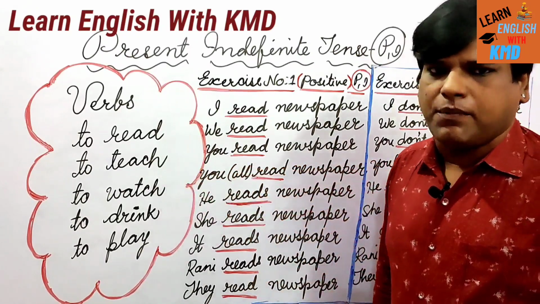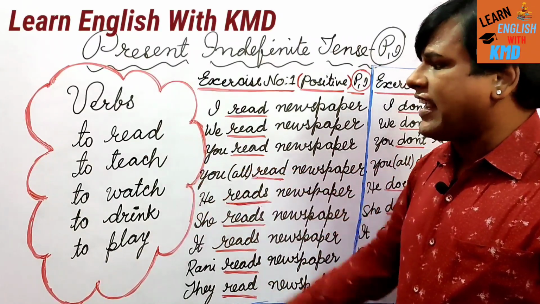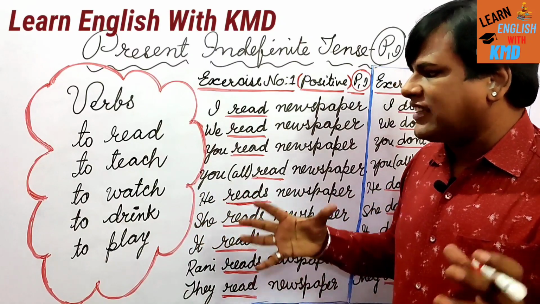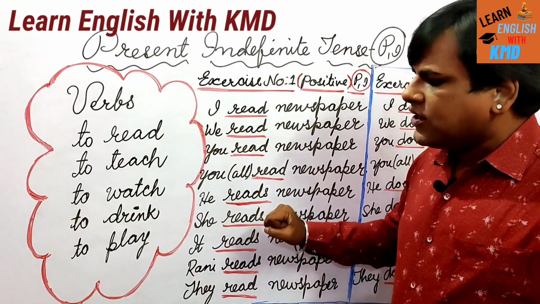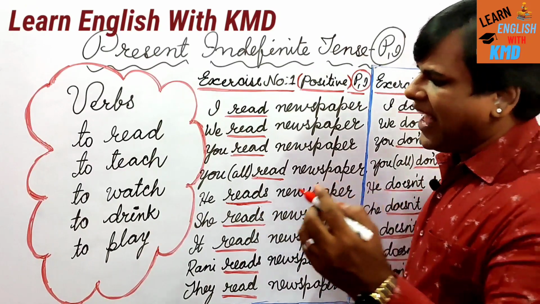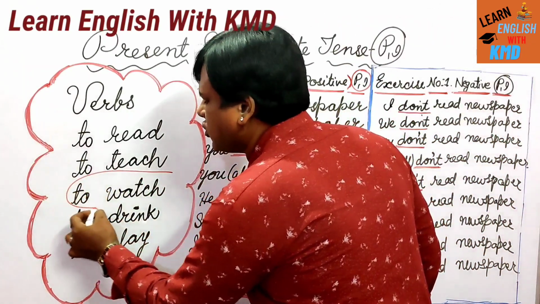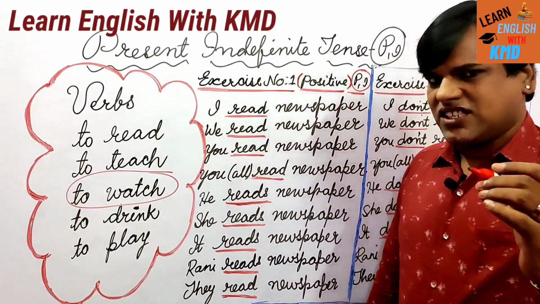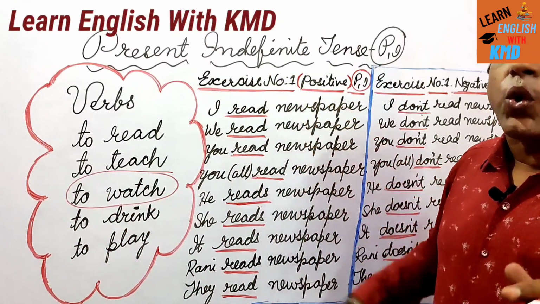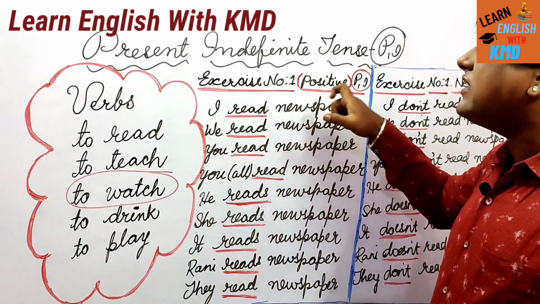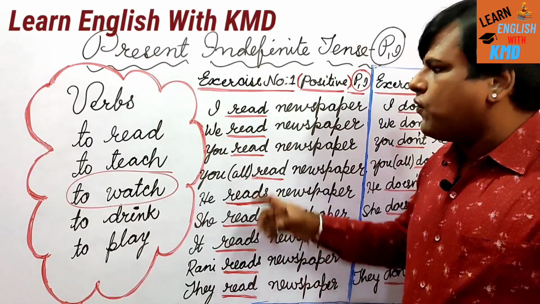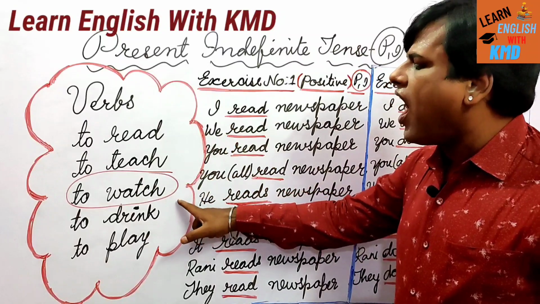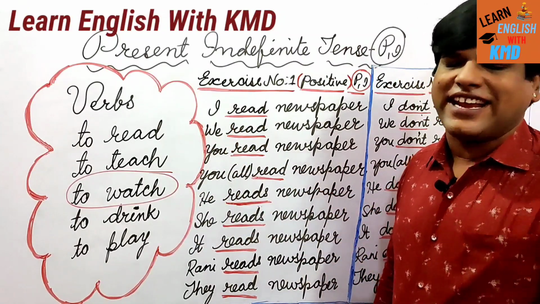Let's try another verb here. Instead of read, let's go with another verb. Well, as you can see, we have 5 verbs here, so let me choose another verb. I'd like to go with watch. Let's try to utter exercise number 1 positive and exercise number 1 negative, replacing watch in the place of read.